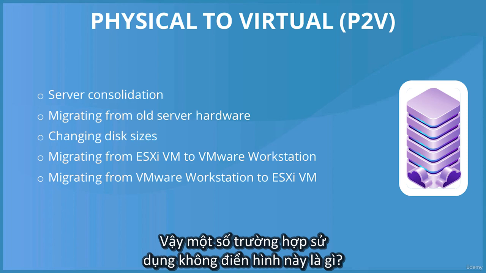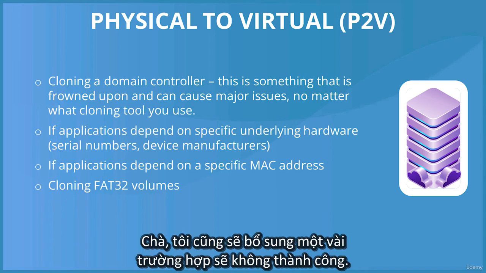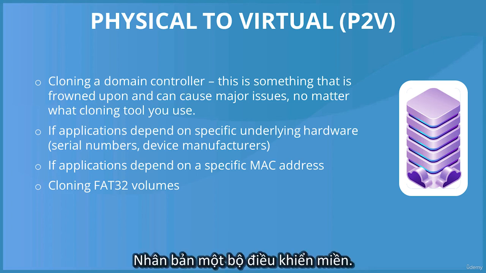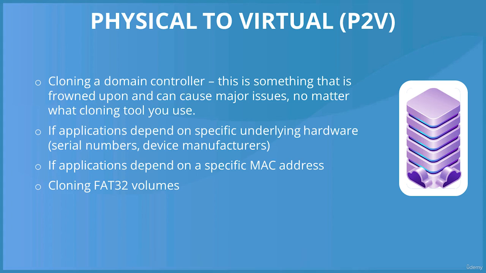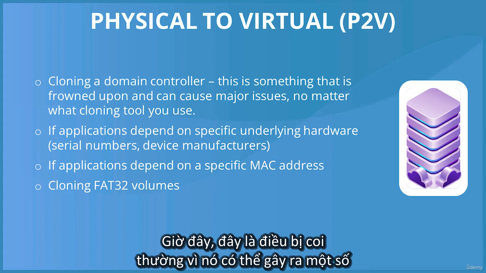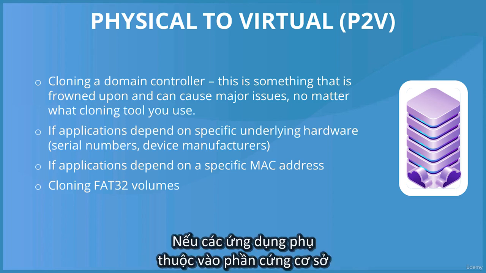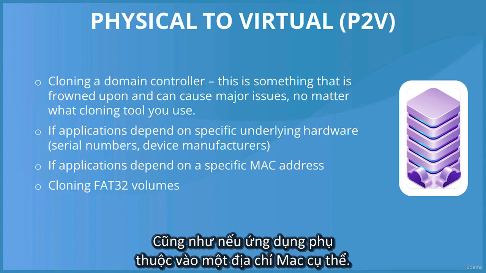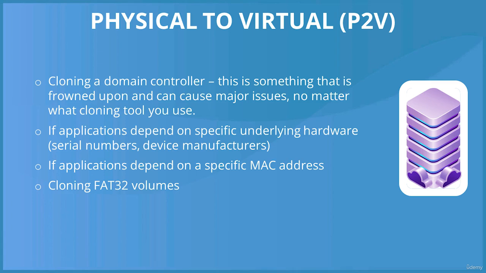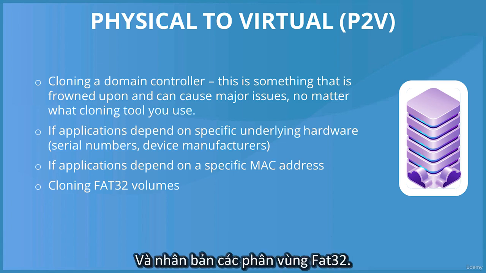So, what are some of these non-typical use cases? Well, I'll also throw in a few that will not work. Cloning a domain controller. Now, this is something that's just frowned upon because it can cause some major issues, no matter what cloning tool you use. If applications depend on specific underlying hardware, serial numbers, and device manufacturers, for instance. Also, if applications depend on a specific MAC address. And cloning FAT32 volumes.